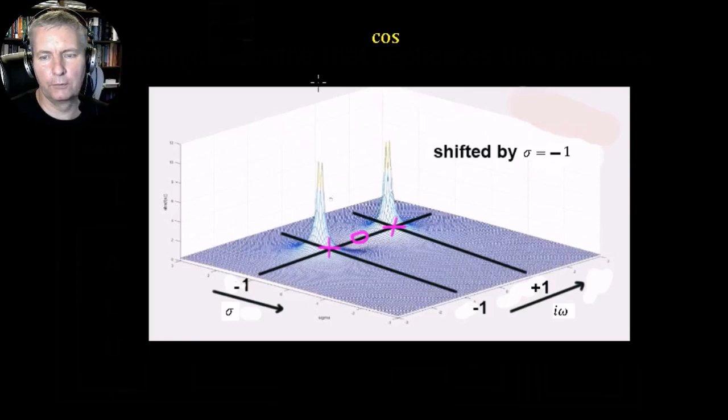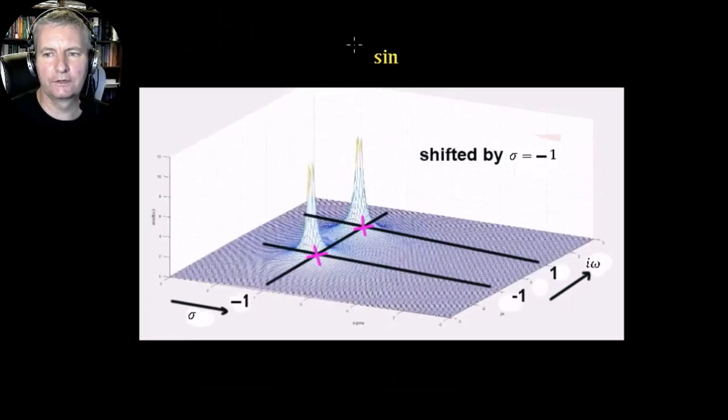So this example here shifts the cos omega t by minus 1, so our value for sigma is minus 1. We have our two poles and a zero, but instead of the poles and the zero sitting on the i omega axis, they're going to be shifted back by minus 1 in the sigma axis. And similarly for the sine function, it's been shifted by sigma equals minus 1, so they're no longer sitting on the i omega axis, they're shifted back by minus 1 in the sigma axis.